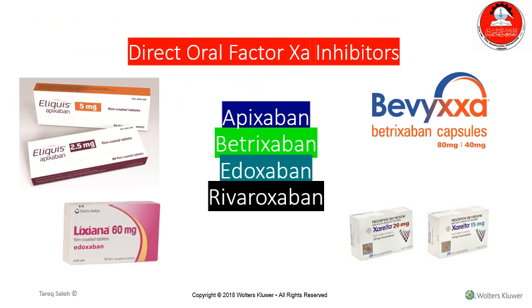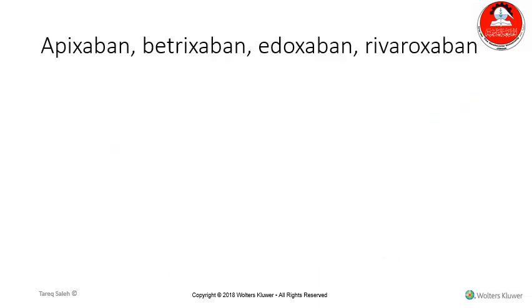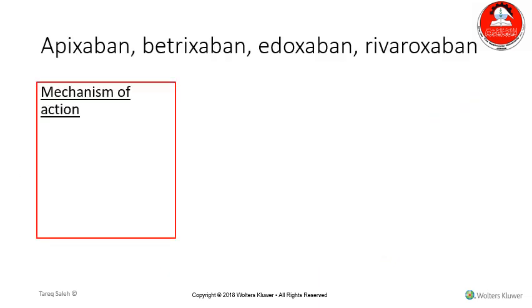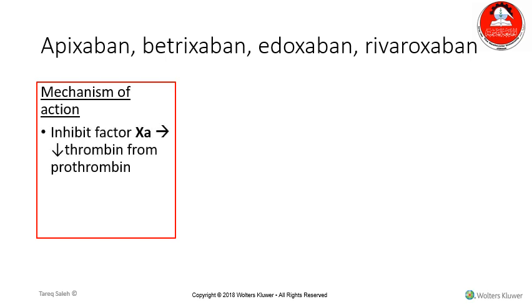The other category of oral anticoagulants are drugs that can directly inhibit activated factor 10. These drugs include apixaban, betrixaban, edoxaban, and so forth. These drugs directly inhibit factor 10 or the activated factor 10, resulting in inactivation of thrombin, or from thrombin, and failure of the formation of a clot.